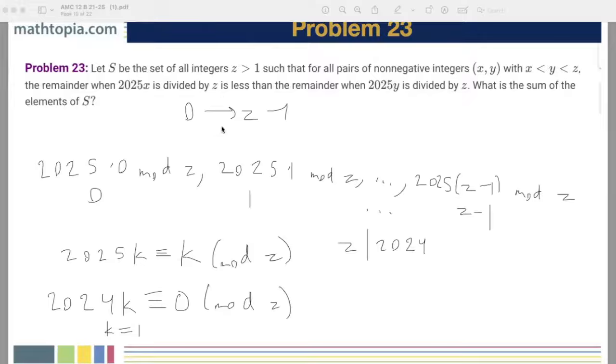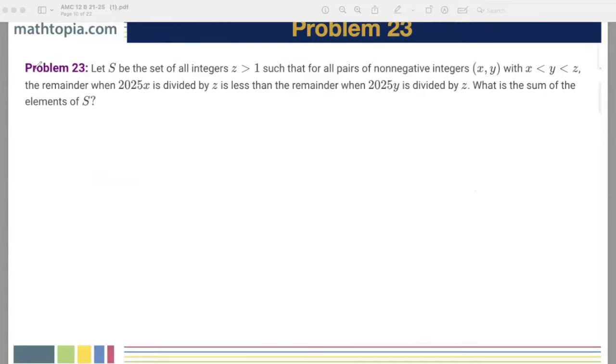Okay, but we also have to remember that z equals 1, even though that is a divisor of 2024, isn't allowed. So it's all the positive divisors of 2024 except for 1. So we have to find the sum of those. We can use the sum of divisors formula to find that.